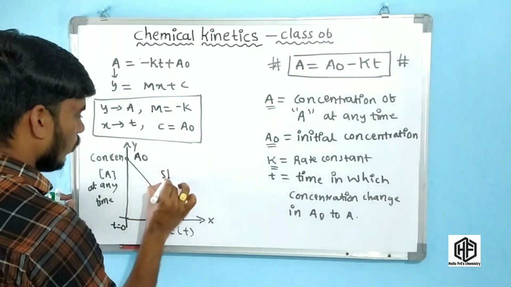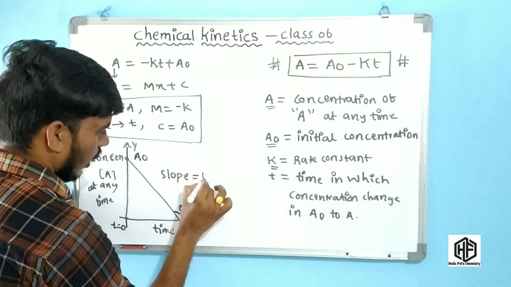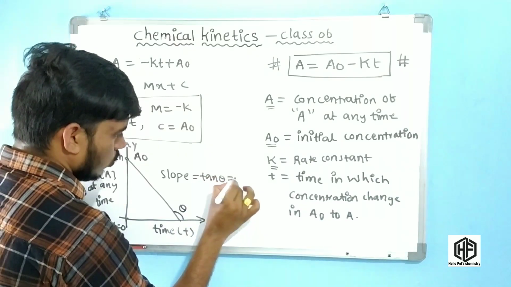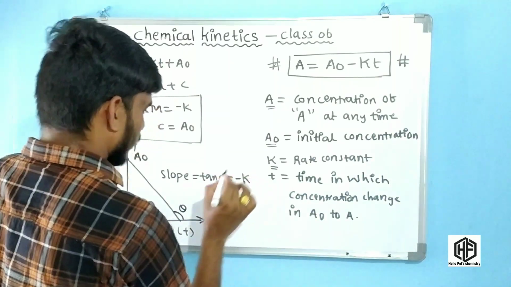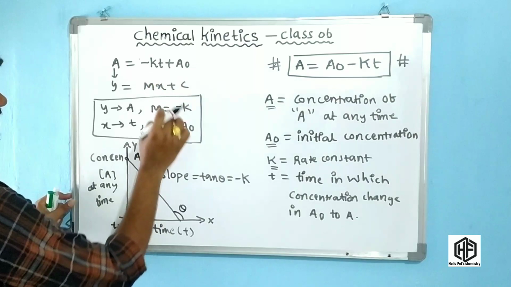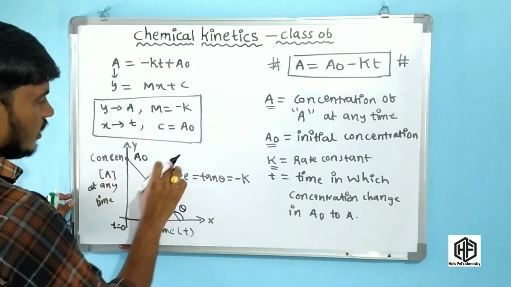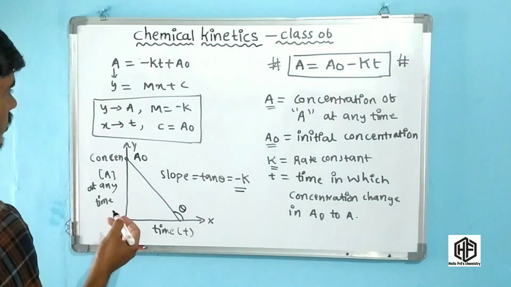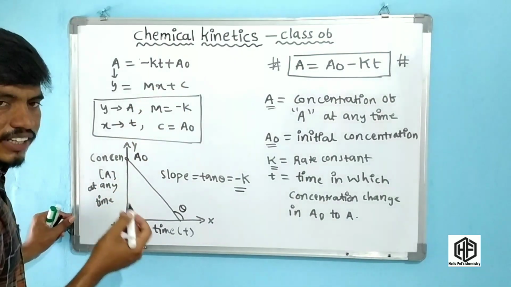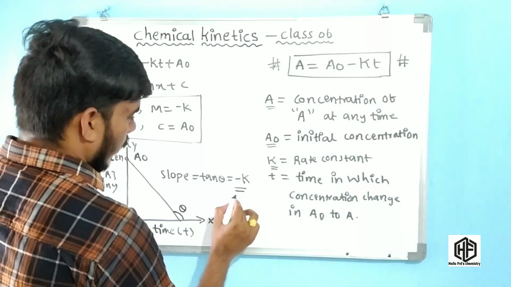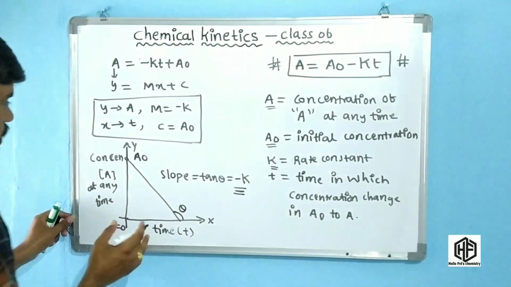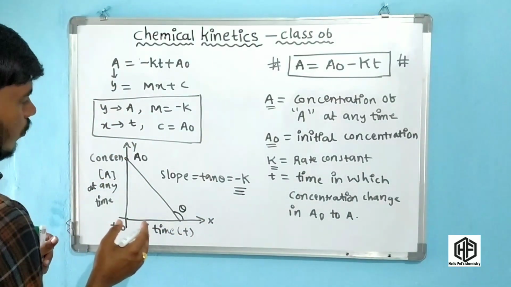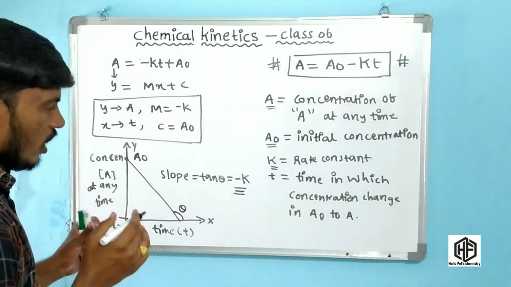Now the slope, or tan theta, is equal to minus k. The slope of A equals A naught minus kt is minus k. So the slope of the integrated rate law of a zero order reaction is minus k. This is the graph representation of the zero order reaction.